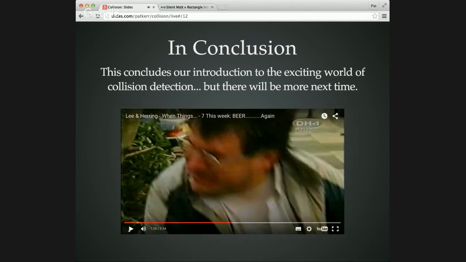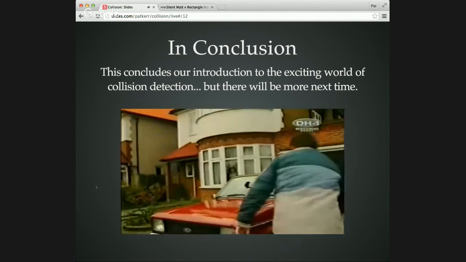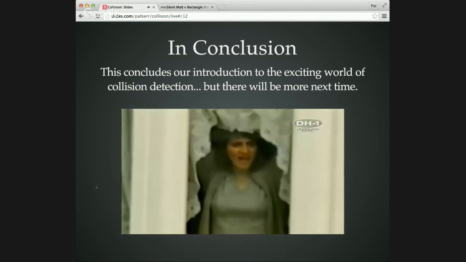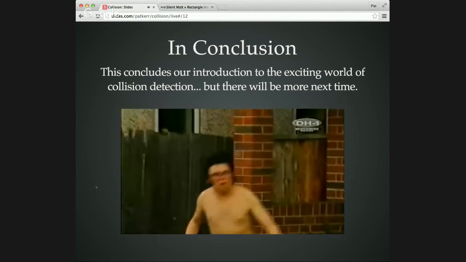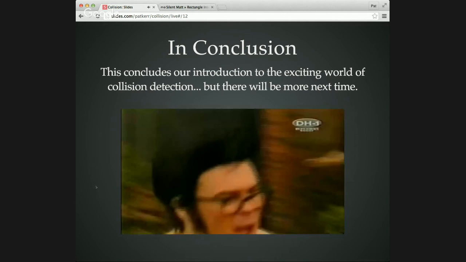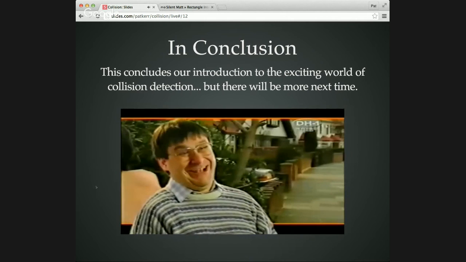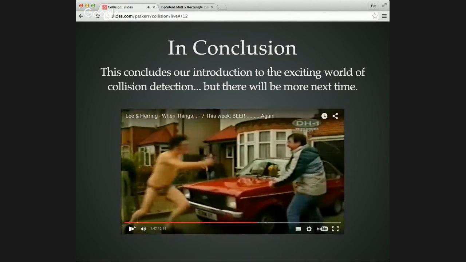That's a collision taking place there. He's running out of the house. Stop punching. That's the actor Kevin Eldon.